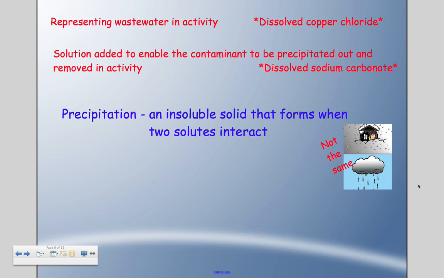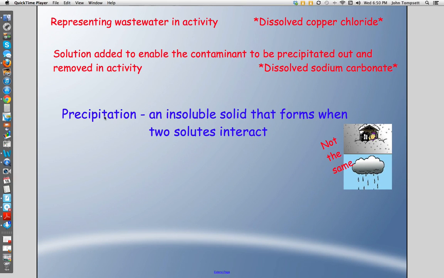Something that oftentimes gets confused by kids is precipitation. It's an insoluble solid that forms when two solutes interact. Precipitation and precipitate are not the same thing. That's kind of what this diagram is trying to show you. Precipitation, said that way, is rain or water that falls from the sky. We're forming a precipitate, where we're going to create something from a chemical reaction.